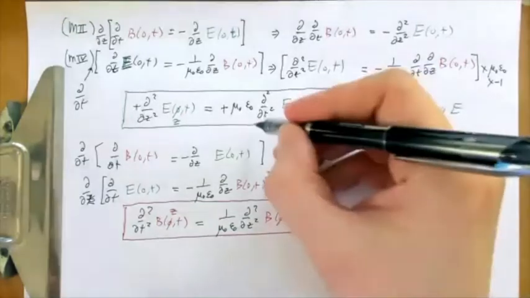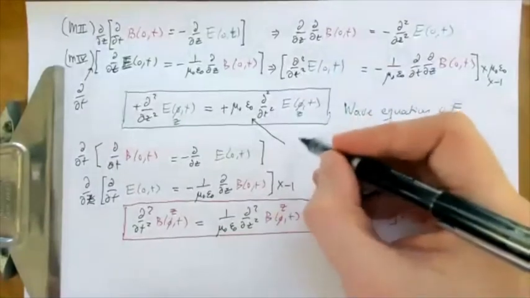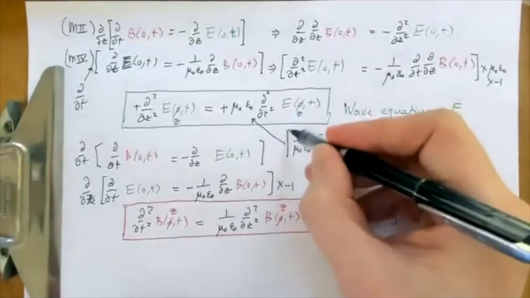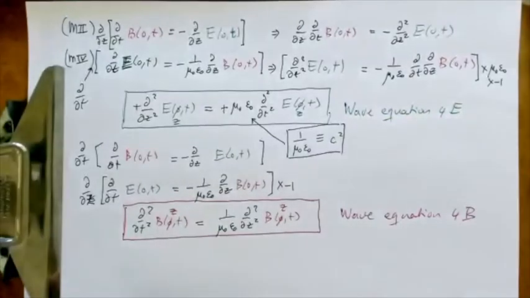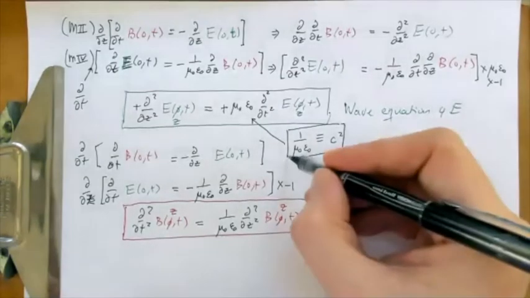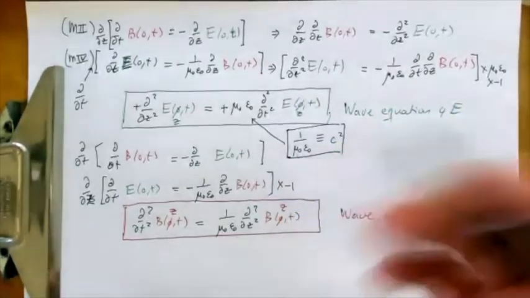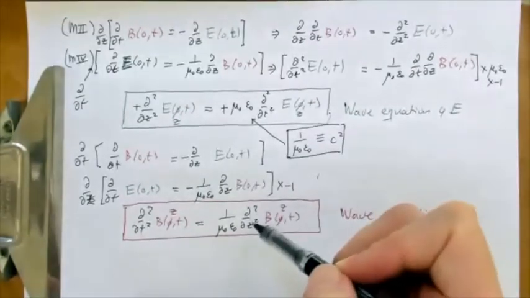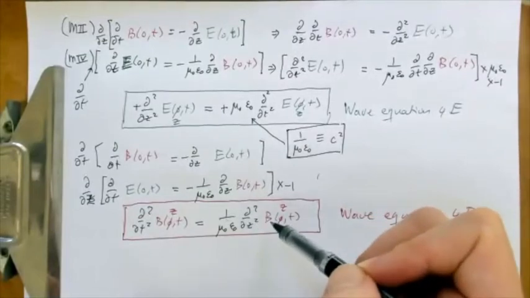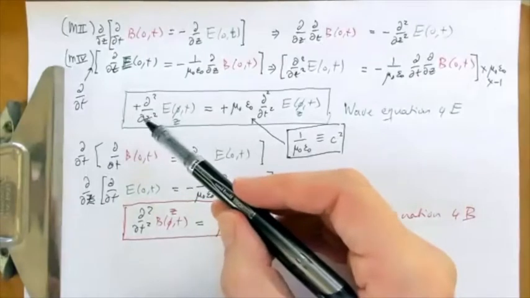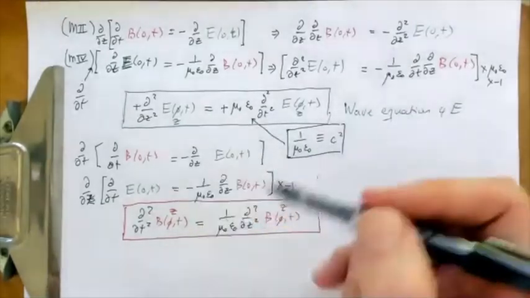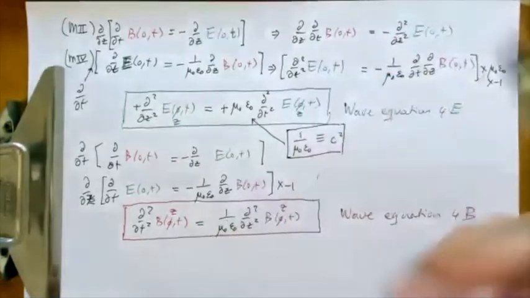I'm going to make a change here, and I'm going to say that 1 over mu naught epsilon naught, I'm going to call that, by definition, c squared. It's going to make life a lot easier, because then I don't have to keep writing that. And it also has physical meaning, but we'll get to that in a little bit. So you see that in this case, I had the d/dz squared on the right-hand side and a 1 over mu naught epsilon naught. And here I have the d/dz squared on the left side and I have a mu naught epsilon naught. So these are actually identical. It's just that mu naught and epsilon naught show up on the opposite side of the equal sign. So these two are the same.